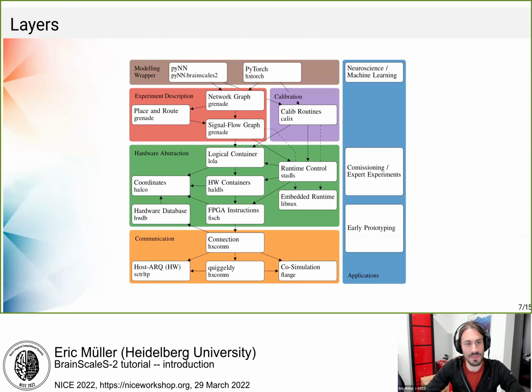Yes, I will skip this. So just to give an overview of the layers, we have the high-level modeling layers like Pine and PyTorch that are aiming for neuroscience and machine learning applications, but we also have many more layers that are used internally by our experts here in the group, but also other experts. And we will use some of these interfaces for some of the experiments later.